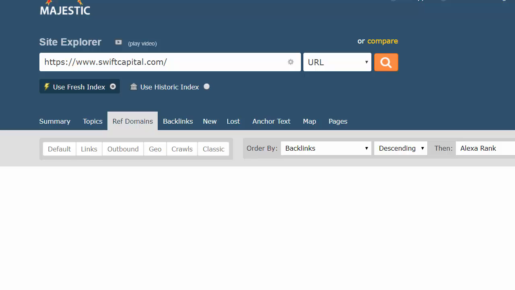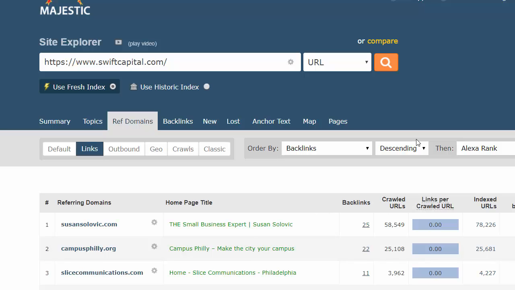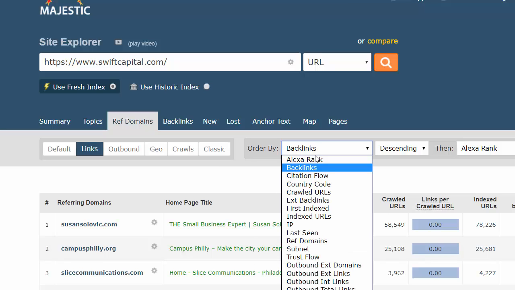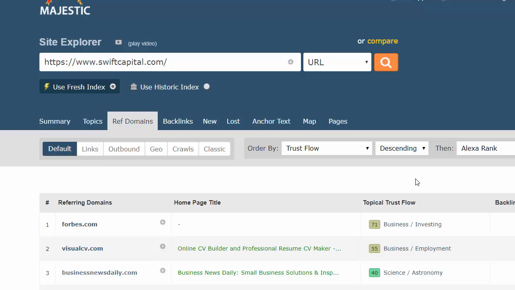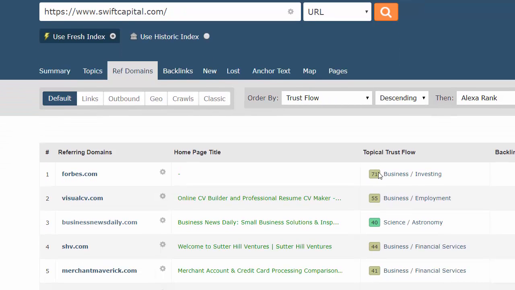They got a lot better trust flow. I go to referring domains. I'm going to sort not by backlinks, and not by citation flow because that's easy to game. I'm going to sort by trust flow, and then I'm going to look for links that are relevant to my client's site. Look at this.